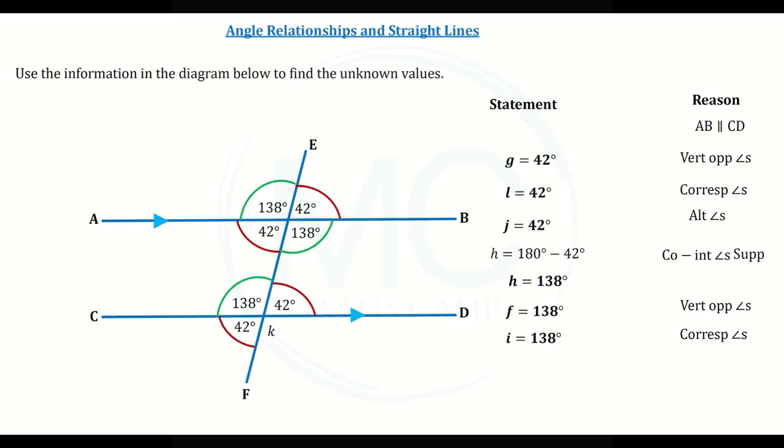Finally, let's find K. K lies vertically opposite this 138-degree angle. We know that vertically opposite angles are equal. So we can say K is equal to 138 degrees because these are vertically opposite angles. And now we've completed this question. Let's do one more example that's a little more difficult.